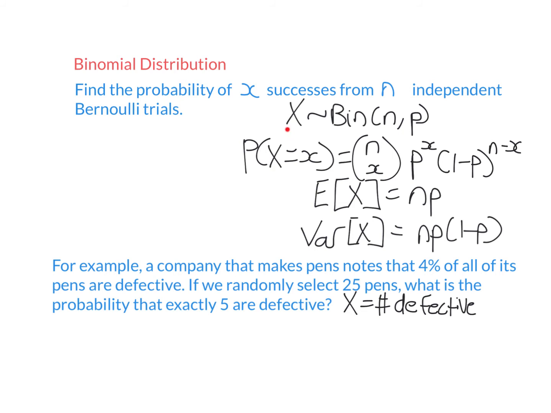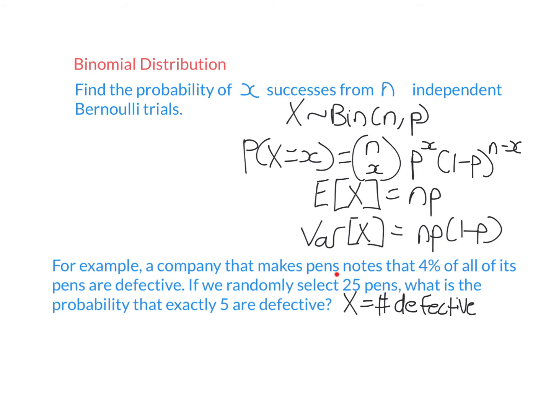So if X follows a binomial distribution, we write it like this. It has two parameters, n the number of trials, and p is the probability of success on each trial. So this is the formula to calculate the probability you get exactly X successes from n trials. This here uses combinations, which is why we've learned it again this year. And again, p is the probability of success, 1 minus p the probability of failure. And we also have some formulas here for the expected value and variance. So let's learn this by going through an example.